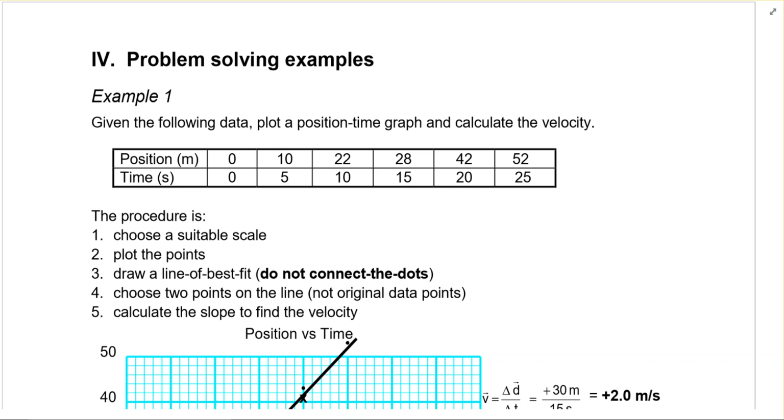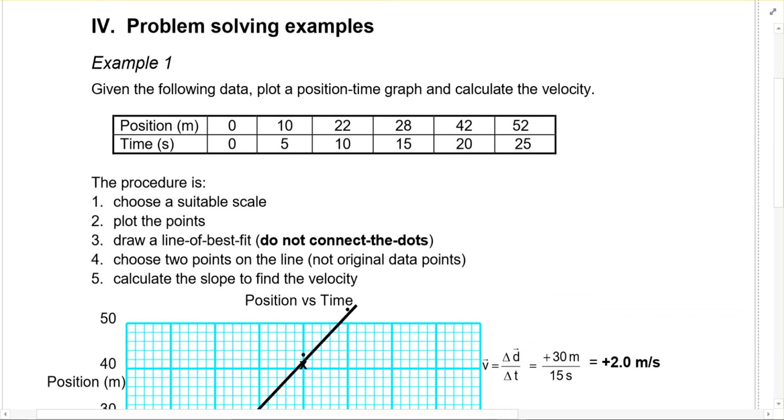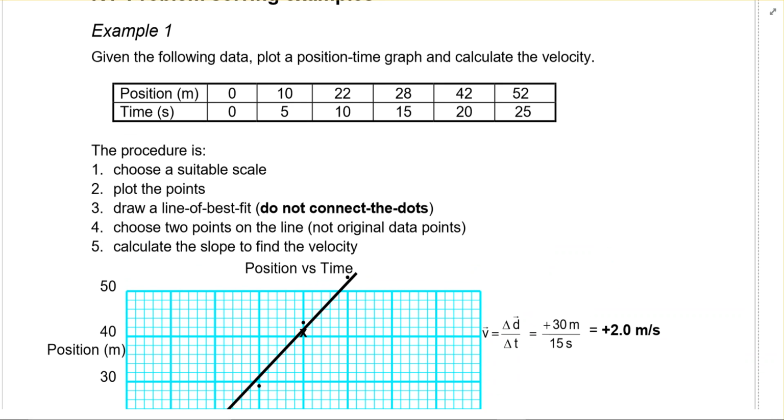Okay, so I'm going to go through some problem solving examples now and really proper graphing techniques. So, a few things. Let's say you got a bunch of data like this, and I told you to plot it and tell me the velocity. First thing you got to do is choose a suitable scale. This one kind of confuses people sometimes.